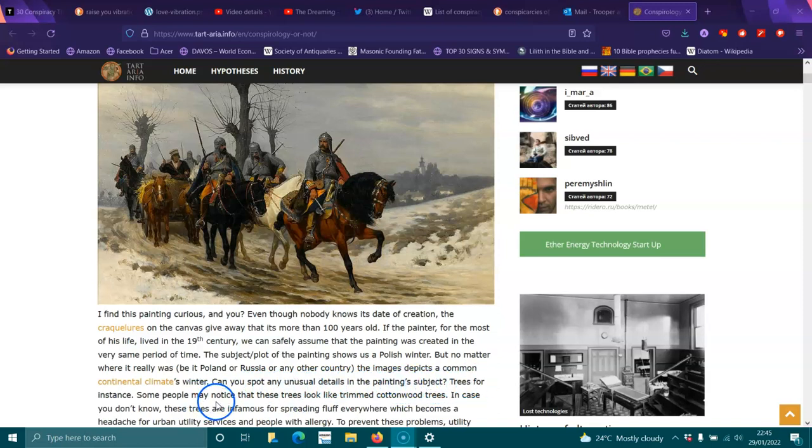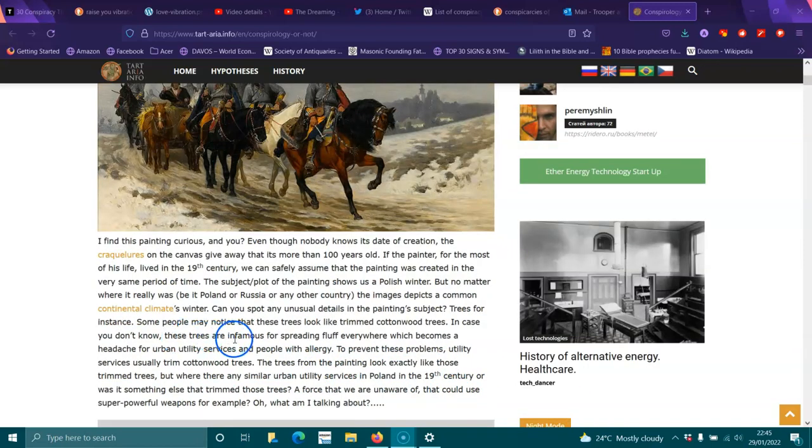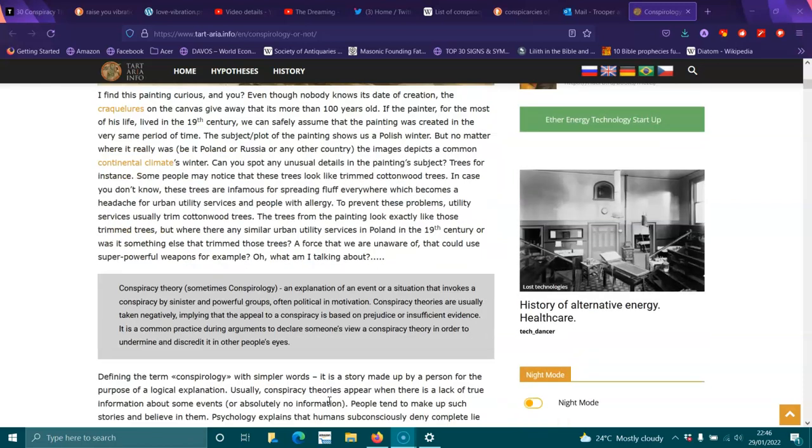Can you spot any unusual details in the painting's subject? Trees, for instance. Some people may notice that these trees look trimmed, cottonwood trees. In case you don't know, these trees are infamous for spreading fluff everywhere, which becomes a headache for urban utility services and people with allergies. To prevent these problems, utility services usually trim cottonwood trees. The trees from the painting look exactly like those trimmed trees. But were there similar urban utility services in Poland in the 19th century, or was it something else that trimmed those trees, a force that we're unaware of, or could it be super powerful weapons, for example? Oh, what am I talking about?